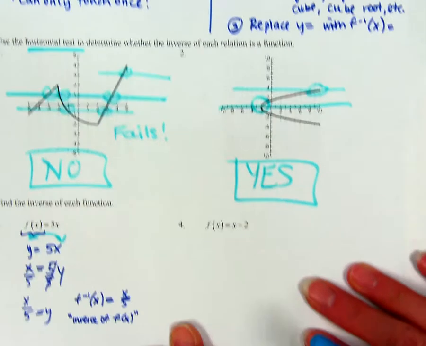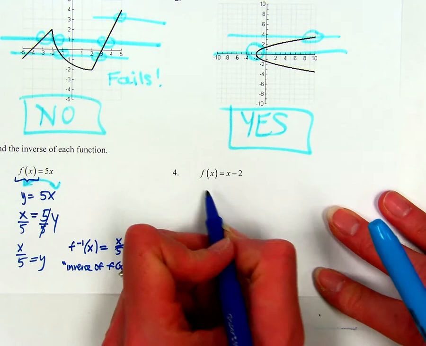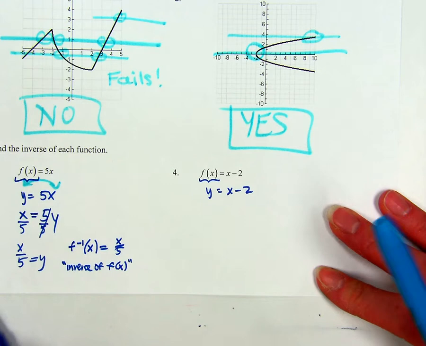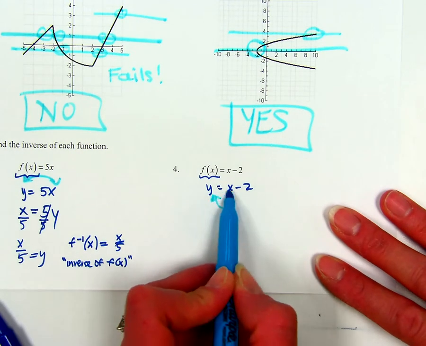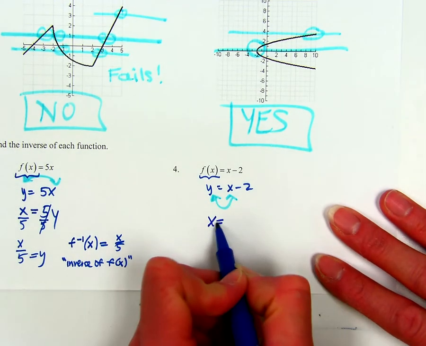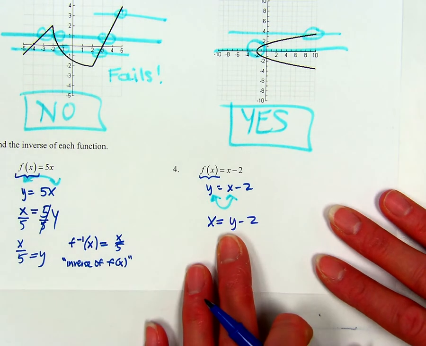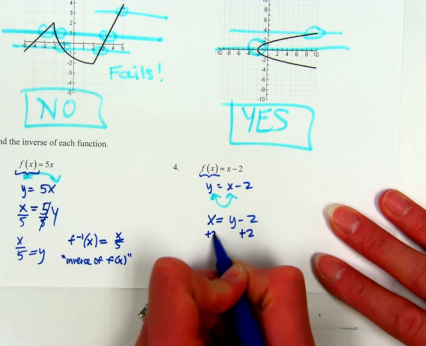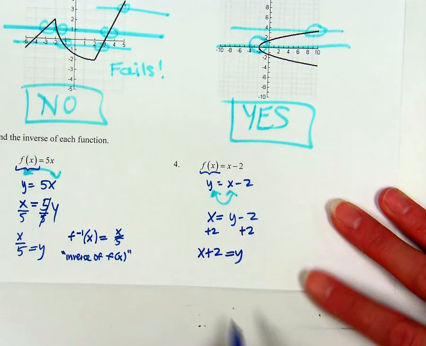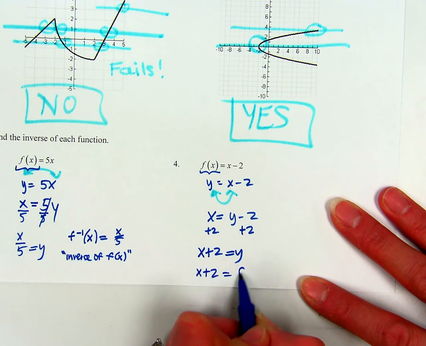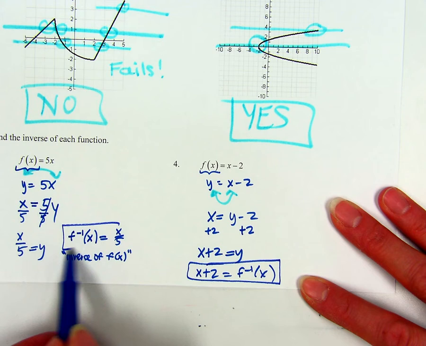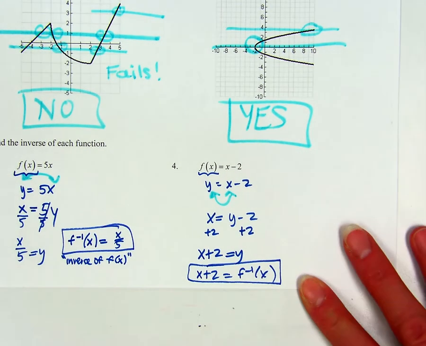Okay. All right, number 4. So this means y, so this is y equals x minus 2. Right? We're going to take our x's and y's, and we're switching them. So this says x equals y minus 2. So is y by itself? Nope. How do I undo the subtract 2? I add 2 to both sides. So this is x plus 2 equals y. And then this is x plus 2 equals the inverse of f of x. Okay, flip over to the other side, and we got a few more problems, and we're all done.